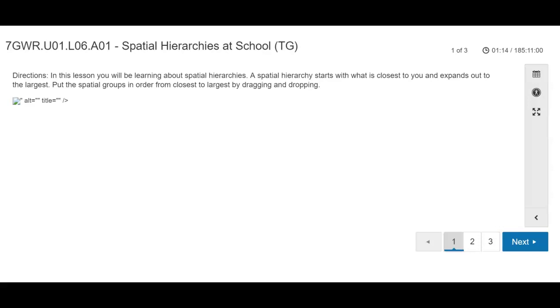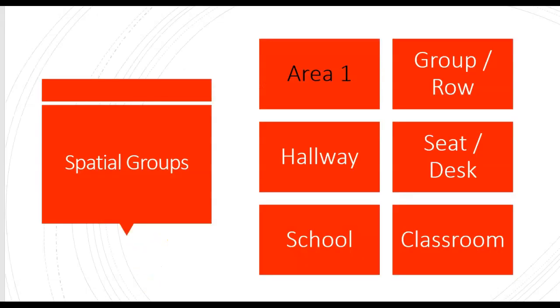That's the idea of a spatial hierarchy. It starts with what's close and expands out to the largest. Today you're going to be putting some spatial groups in order from the closest to the largest by dragging and dropping. So here's the spatial groups you're going to be working with. Area 1, hallway, school, group or row, seat or desk, and the classroom.